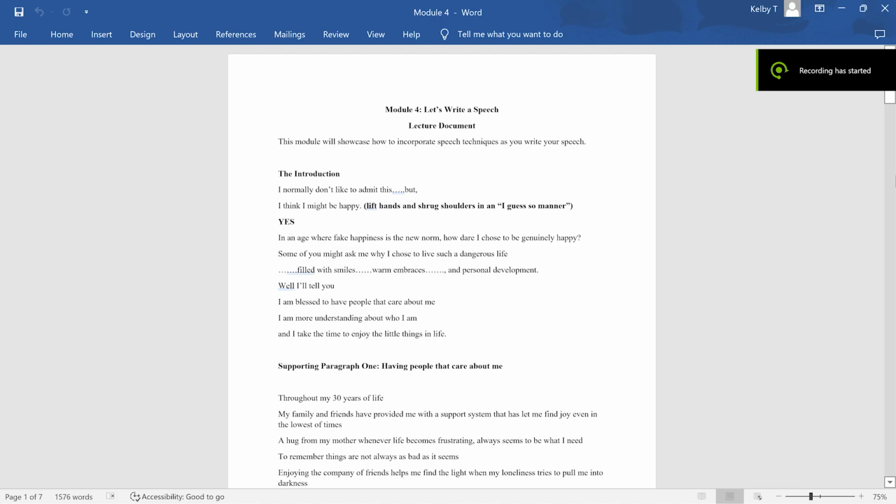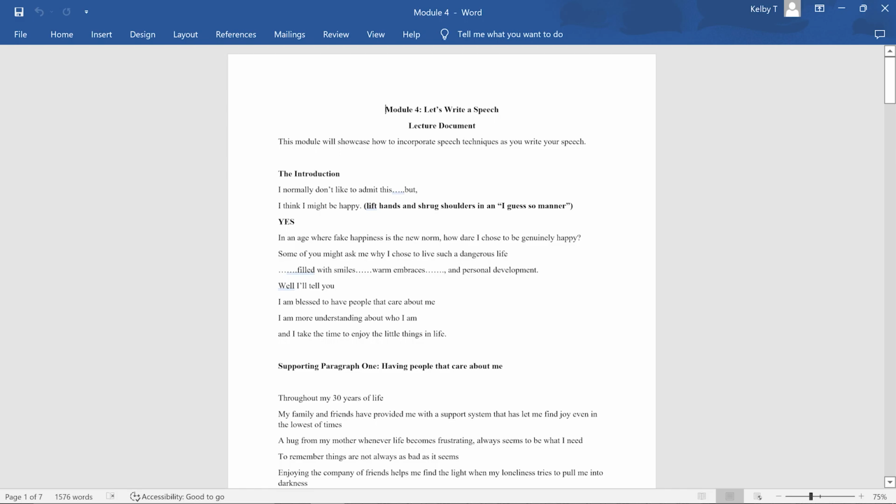So to start off, I have a brand new example that goes through the full speech process, and I'm not going to cover the whole speech in this lecture. However, I do want to cover some of the most important points and then highlight some of the things you can do to help yourself prepare to memorize and present the speech.